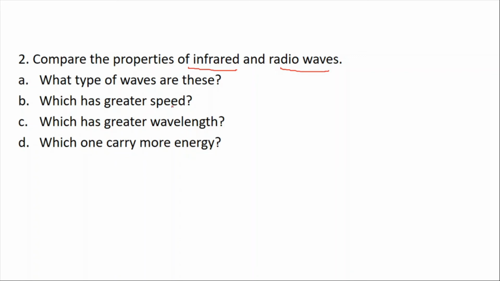Which has greater speed? Their speeds are equal to each other. All electromagnetic waves travel with the same speed, c, approximately 3 times 10 to the 8 meters per second. Which has greater wavelength? The radio waves have greater wavelengths and they have smaller frequencies. Which one carries more energy? The energy depends on their frequencies. It is equal to hf, and the frequency of the infrared light is more than the frequency of the radio waves. That's why infrared light carries more energy.